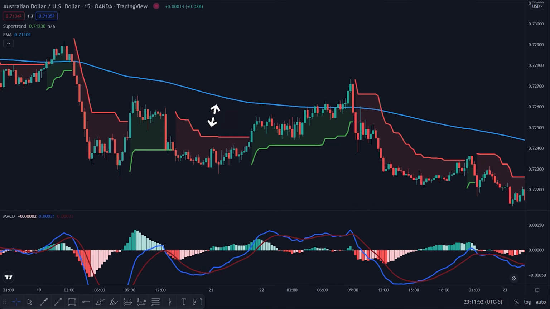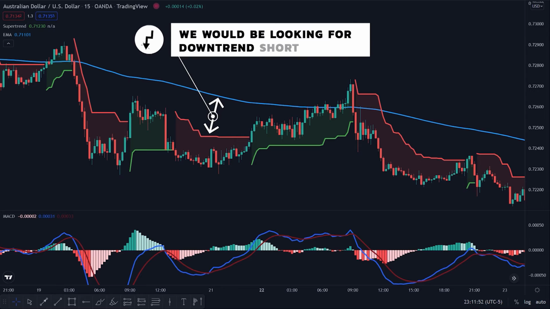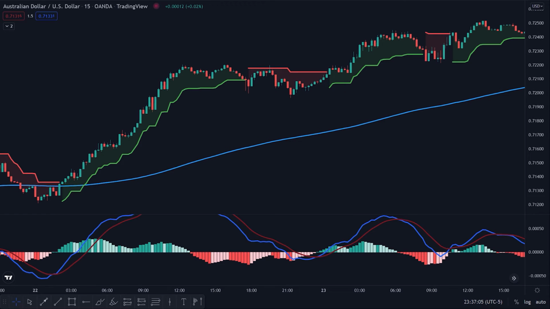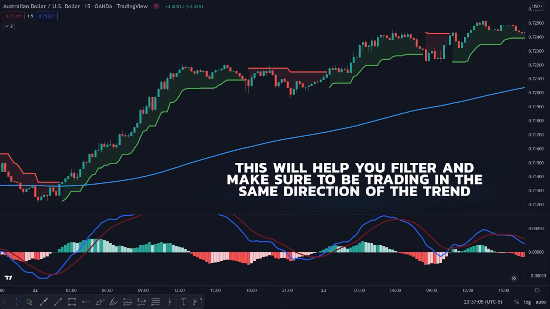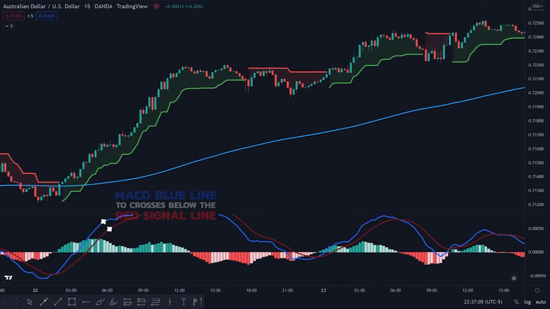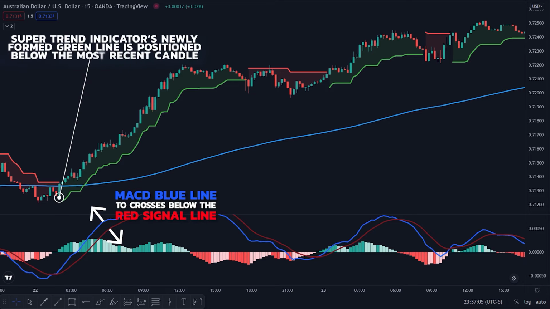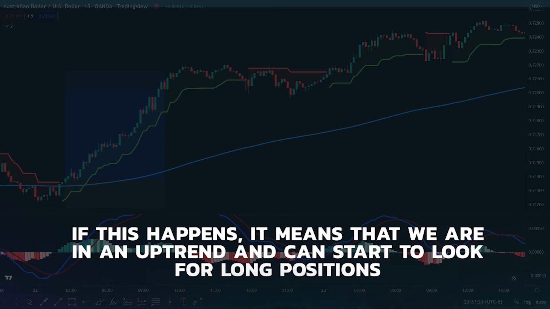As we just saw, if the price goes below the 200 period EMA, we would be looking for downtrend short positions. In order to take long positions, the first thing you need to do is make sure the price is above this moving average. This will help you filter and make sure you are trading in the same direction as the trend. The second step is waiting for the MACD blue line to cross above the red signal line, while the super trend indicator's newly formed green line is positioned below the most recent candle, like this. If this happens, it means that we are in an uptrend and can start to look for long positions.